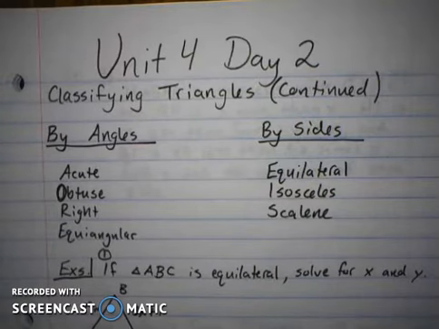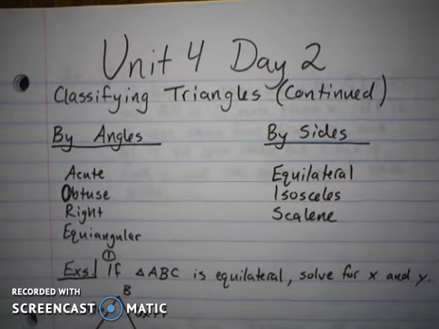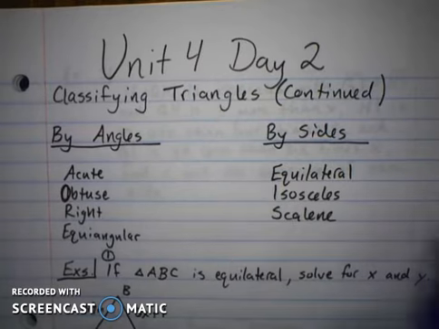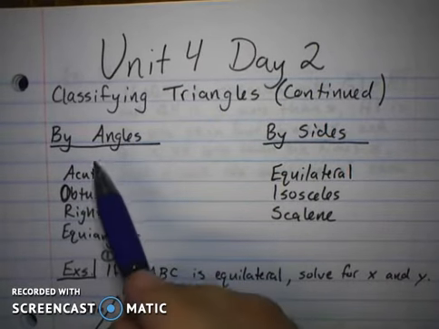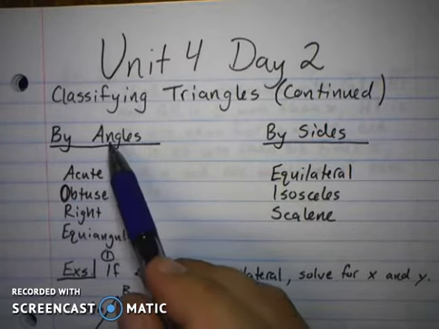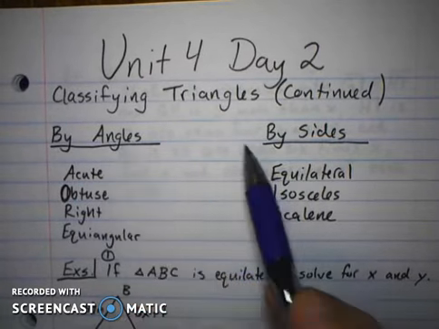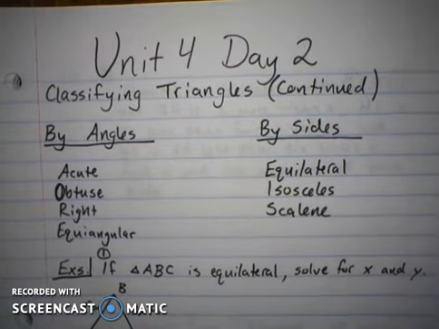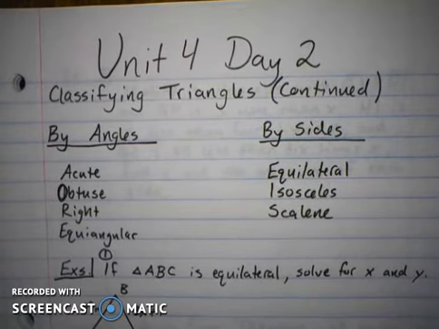Alright, let's go ahead and get started with our Unit 4 Day 2 video. Just to quickly review some of the things from Day 1 about classifying triangles. We can remember that there are acute, obtuse, right, or equiangular triangles by classification of angles. But we can also classify a triangle by sides as equilateral, isosceles, or scalene. Okay? So we're going to use some of those classifications for some problem solving to start with, and then we're also going to proceed into taking a look at some angle relationships within a triangle.